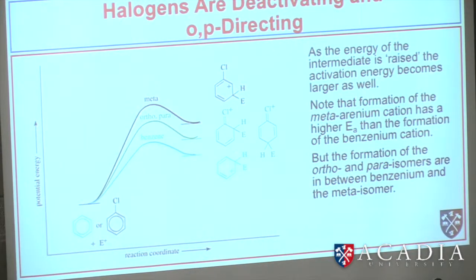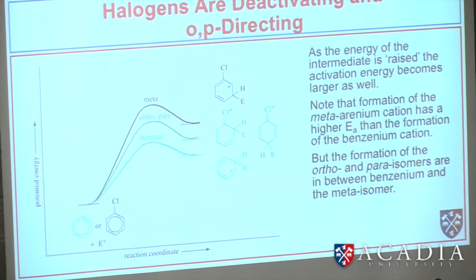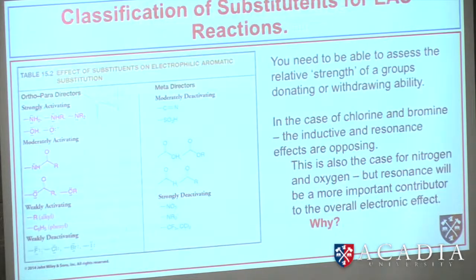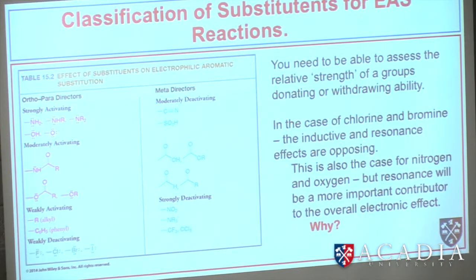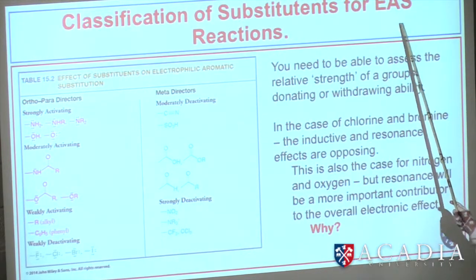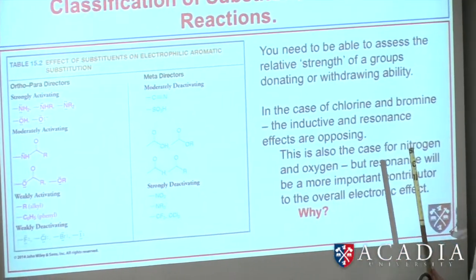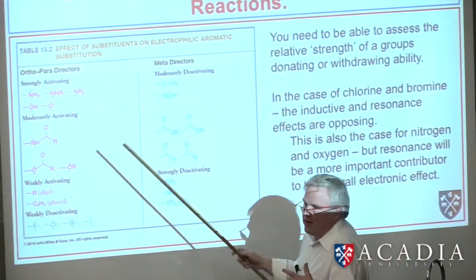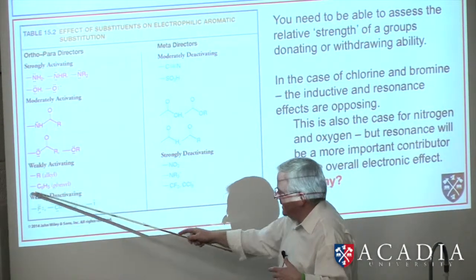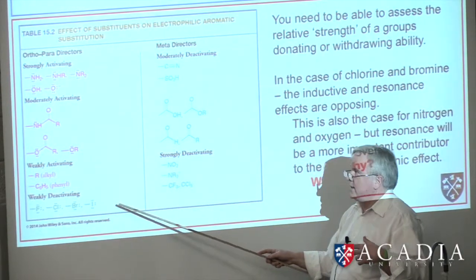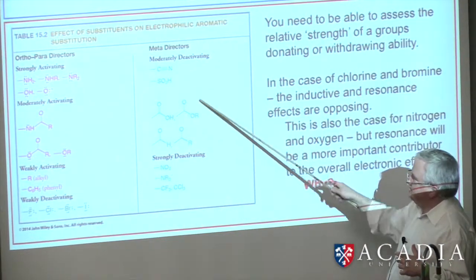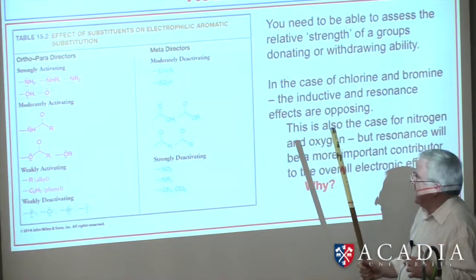And I wanted to just remind you folks a little bit about the classification of substituents for electrophilic aromatic substitution in terms of ortho-para directing or meta-directing. So electron donating groups are ortho-para directing always. The very weakly deactivating halogens are also ortho-para directors. The rest of our electron withdrawing groups become meta-directors, whether they're moderately or strongly deactivating.